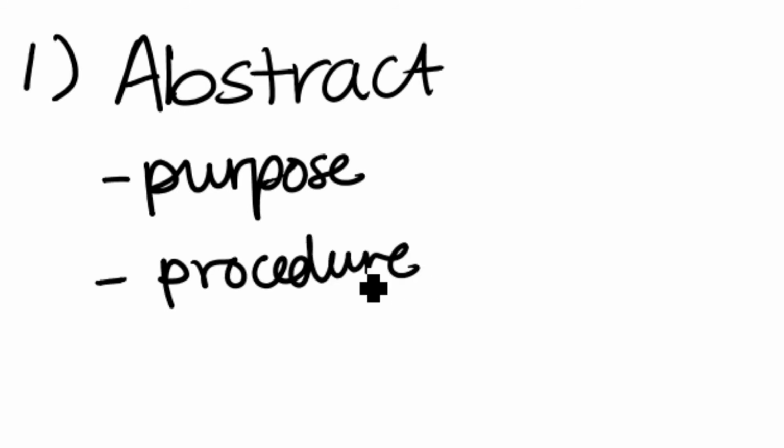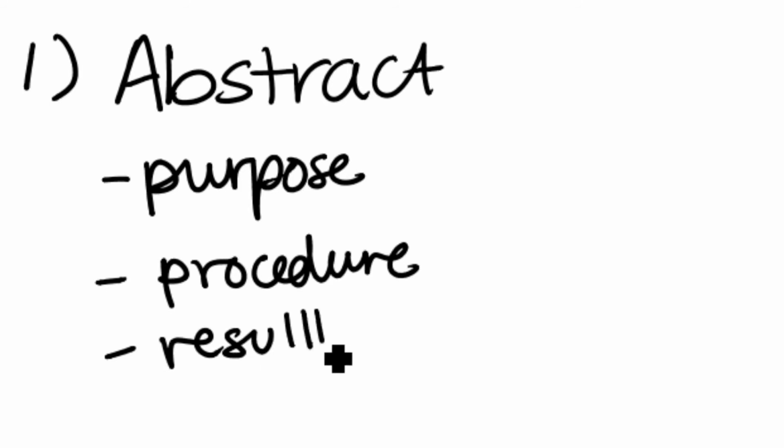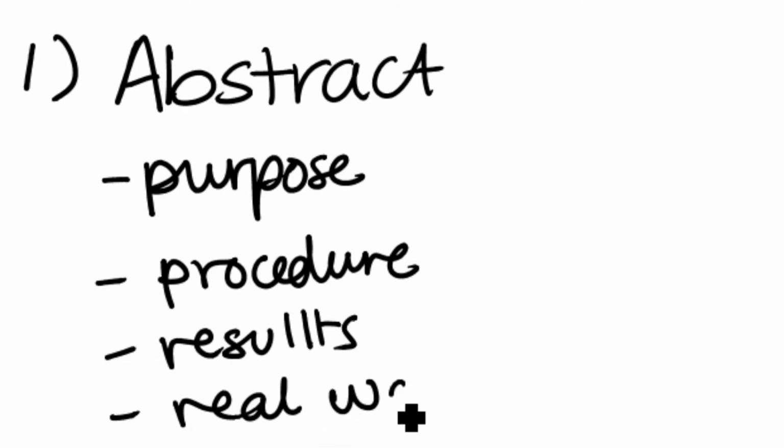You will also briefly summarize the experimental procedures, and this will include the reagents that you used. Then you will state the results briefly, not in detail, and the real-world significance of the experiment and the purpose. So how was the purpose important in the real world, and how do people use it?